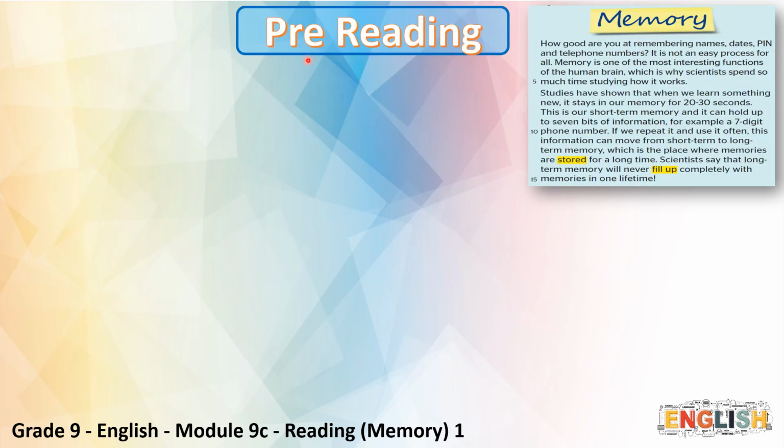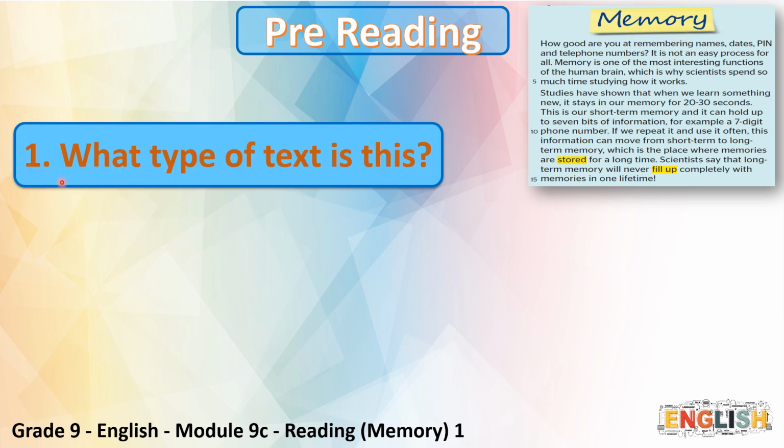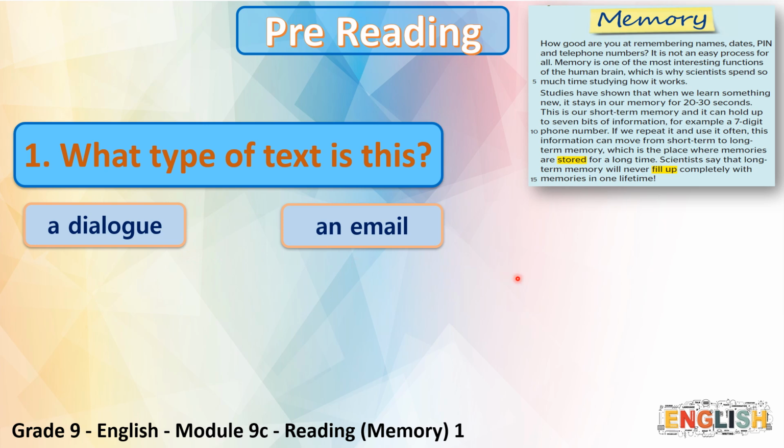Now, with the pre-reading activity. Look at the text. Read the title, memory, then answer the following questions. Number 1. What type of text is this? Is it a dialogue, an email, or an article? Think, then give me your answer.